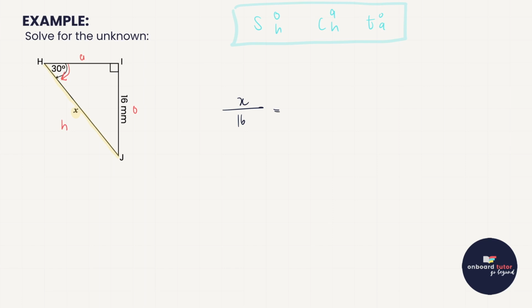Now, how do I know what that something is? Well, I start by filling in what I know. So X was H, and O was the 16. So H over O is actually not here in SOH CAH TOA. It's the inverse of sine, the reciprocal of the sine. So I've got two options.